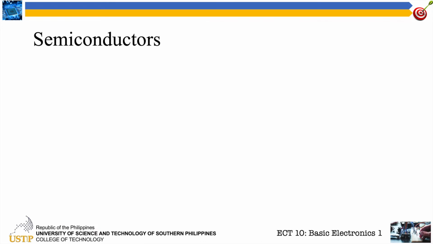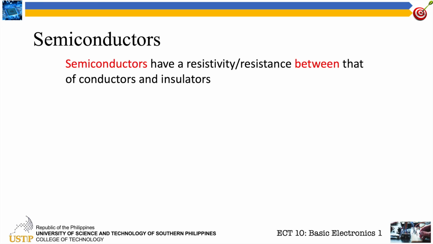Next, we're going to go with semiconductors, the very core of our electronic devices lesson. You have there "semi", so it means it's in between the conductor and the insulator. Semiconductors have a resistivity or resistance between that of conductors and of insulators. Recall our insulators: they have so many electrons in their outer shell. In our conductor, it only has one.